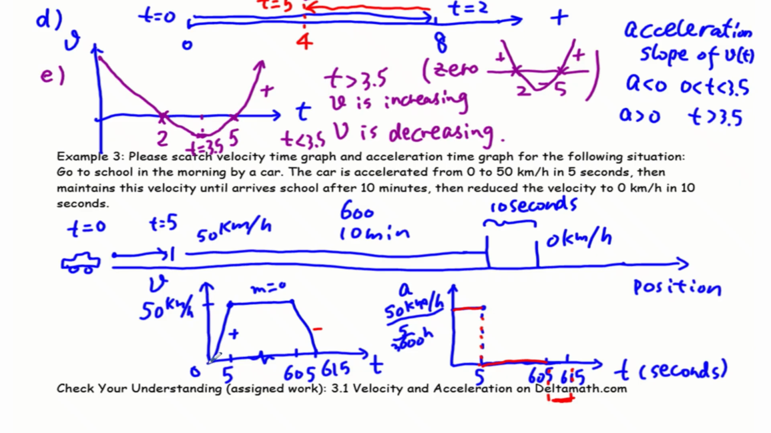So the speed changes from 0 to 50, then stays the same, then drops from 50 to 0. For the acceleration, it's the slope of the velocity-time graph. The slope is positive, and if it's a straight line, the slope is constant. At constant speed, the acceleration is 0: no rise or run, slope is 0, so it's here. In the last part, they decelerate: the slope of the velocity-time graph is negative, so the acceleration is negative.